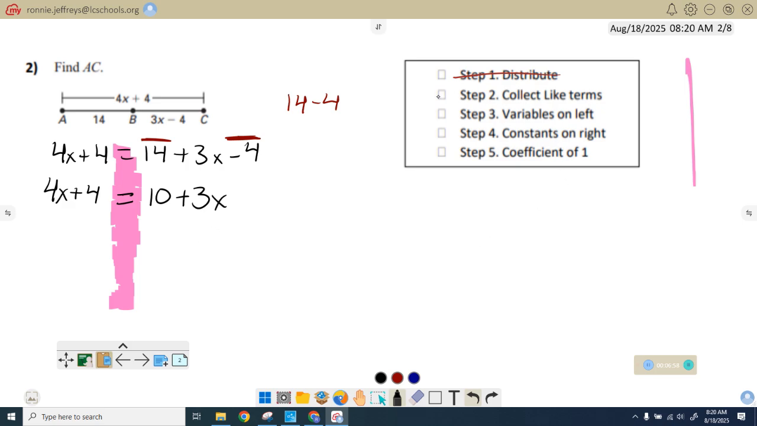All right. Come on, that was funny. All right. Bless you. Variables on the left. All right. My variables are here and here. So I'm going to minus the 3x because we do the opposite.